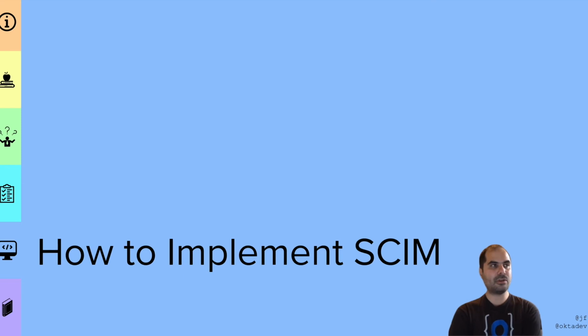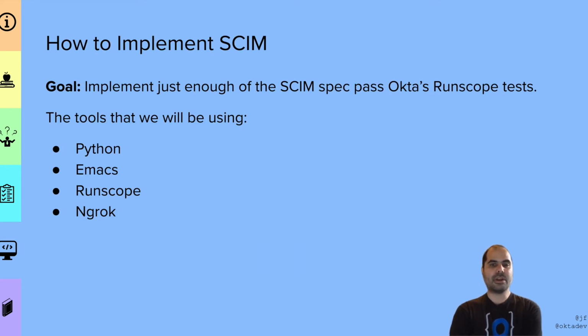Let's talk about how you would actually implement SCIM. What I'm going to be doing here is a little demo of implementing just enough of the SCIM spec to pass Okta's Runscope tests. It's actually a tall order, so I'm going to just pass one or two of the Runscope tests. Doing more than that would take a little bit more time. And the tools that I'm going to be using are what you see here on the screen. I'm going to be using Python and Emacs, as well as Runscope and ngrok. So let's get started.